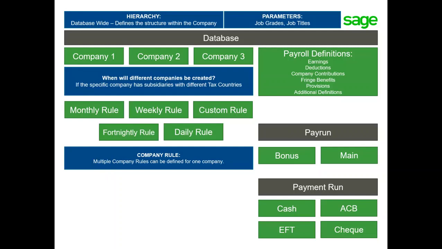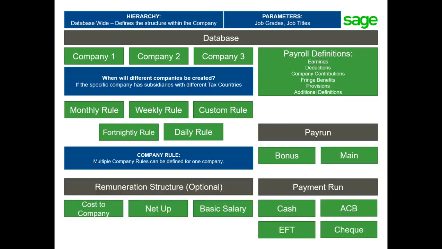Alternate to setting up a company rule, pay run, and payment run, and then linking each employee to these separately for the company rule, you can also set up a remuneration structure that consists of all of these settings. On employee level, the employee is then linked to a company rule, pay run, and payment run, or the employee can be linked to a remuneration structure.